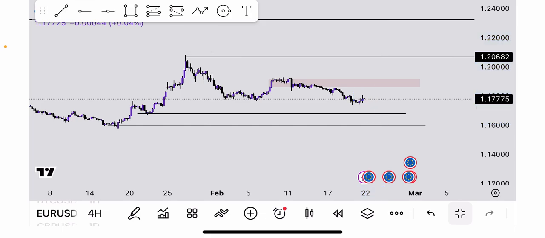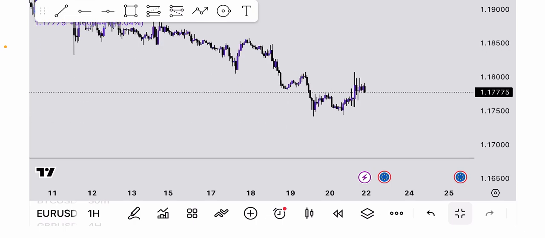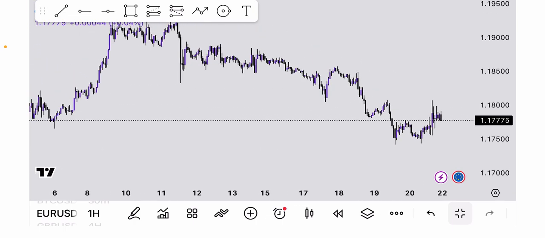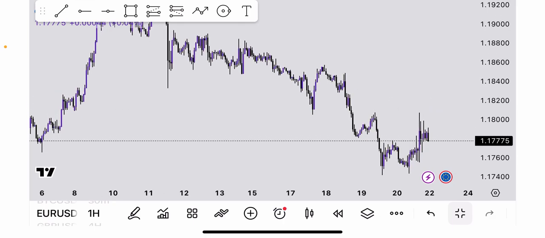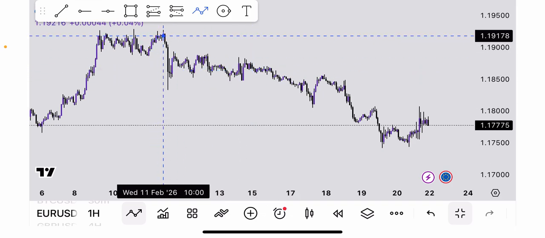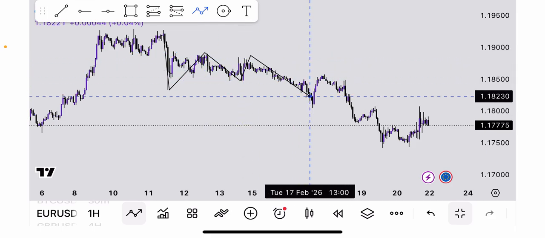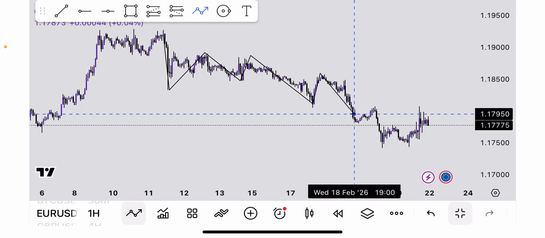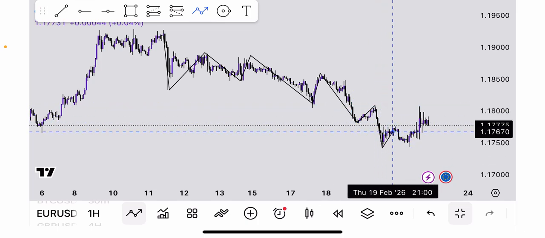So once you are done with 4 hours, you go down to 1 hour. Come down to 1 hour. The 1 hour is also showing us what it is creating. You see what 1 hour is creating here? The market structure: higher high, lower low, lower low, lower high.